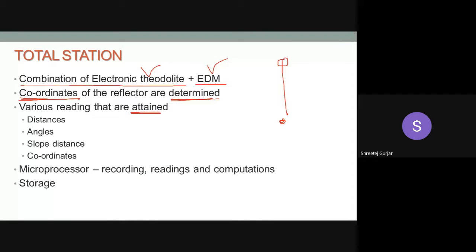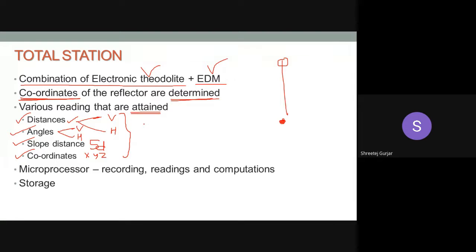So what readings are attained? Distances from a theodolite or from your total station: the horizontal distance, or maybe the vertical distance, right? So the vertical distance or the horizontal distance can be attained. In angles also, we have the vertical angle and the horizontal angle that can be attained. Then the slope distance, SD, can be attained, and then the coordinates, as I've told you, X, Y, and Z coordinates. So all these readings can be attained from a total station reading.